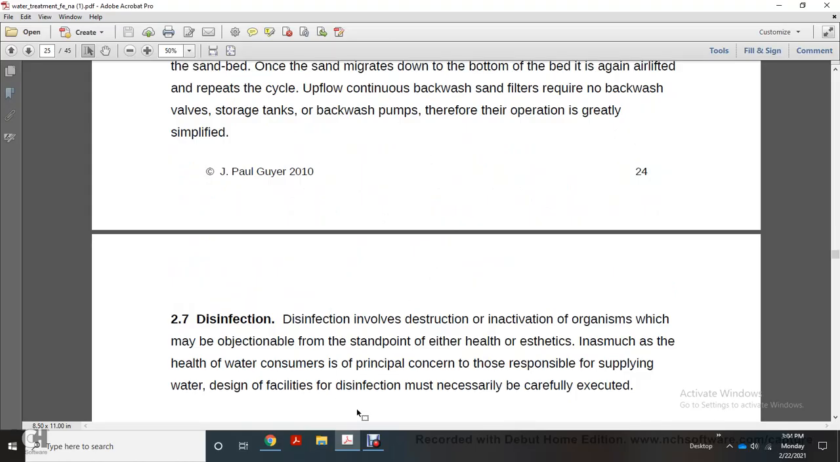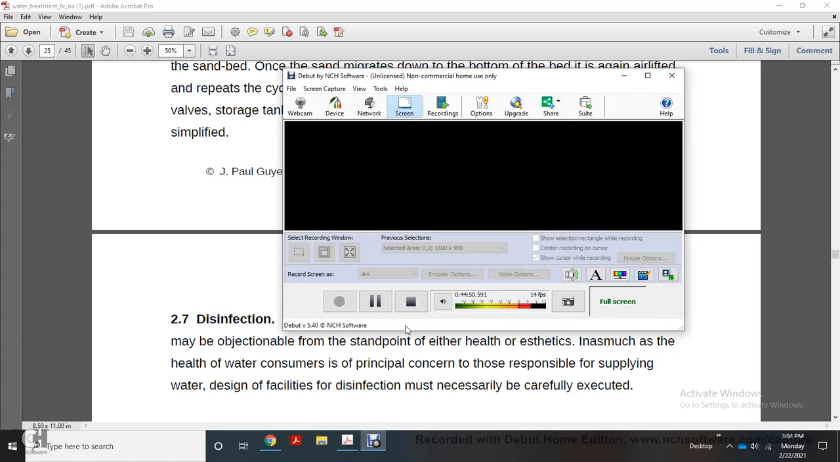R27 disinfection. I'm gonna cut the tape there. Testing.